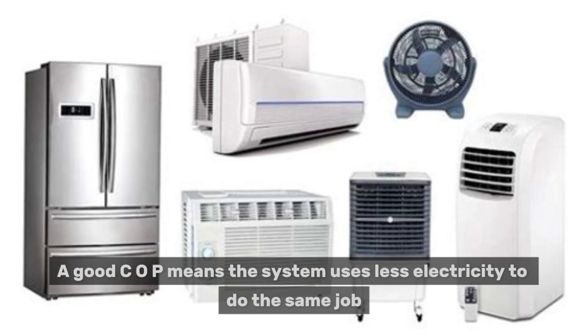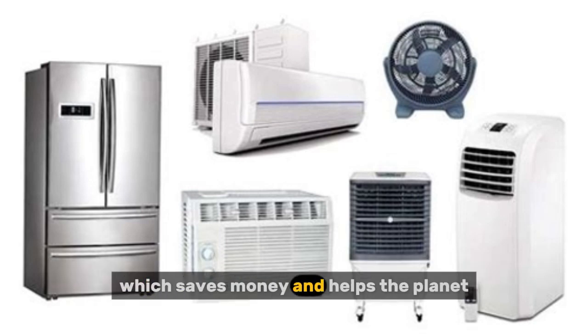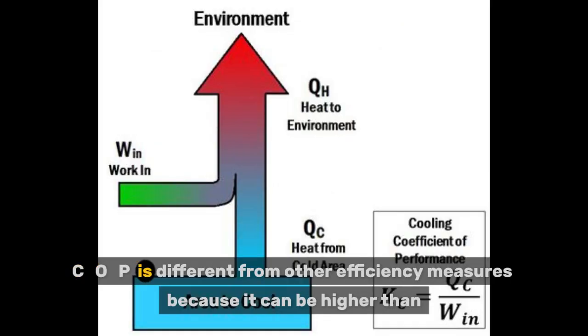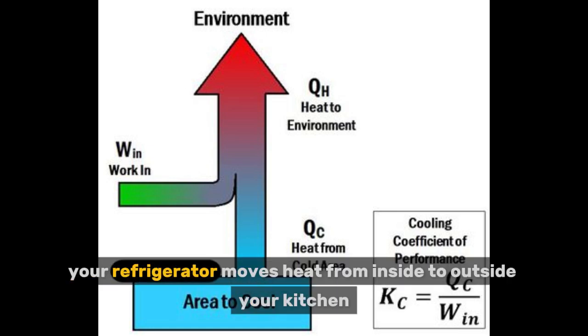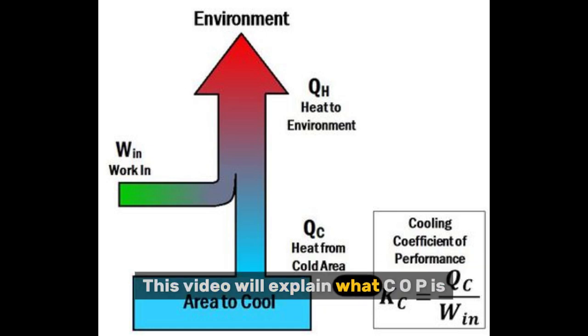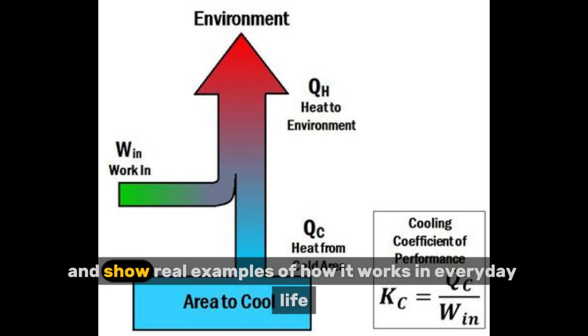A good COP means the system uses less electricity to do the same job, which saves money and helps the planet. COP is different from other efficiency measures because it can be higher than 1. This happens because these systems move heat from one place to another. For example, your refrigerator moves heat from inside to outside your kitchen. This video will explain what COP is, how to calculate it, what affects it, and show real examples of how it works in everyday life.